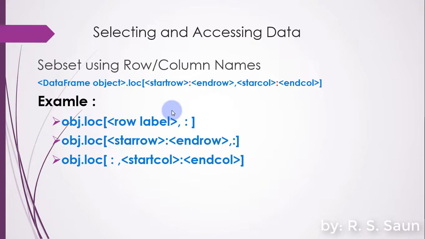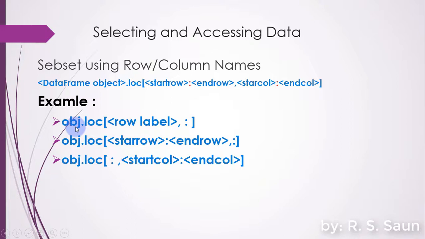As a next example, we are going to see how to get a subset of rows and columns using loc, or location. Here is the syntax: DataFrame object name, obviously, dot loc, then a bracket, and just like slicing, you can say start row and end row, followed by a comma, start column and end column. Here are some examples of how we can use these syntaxes.